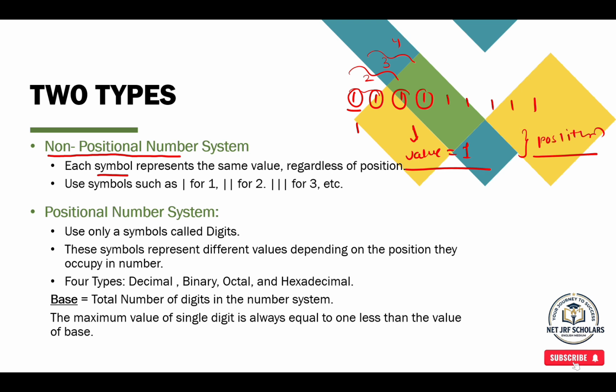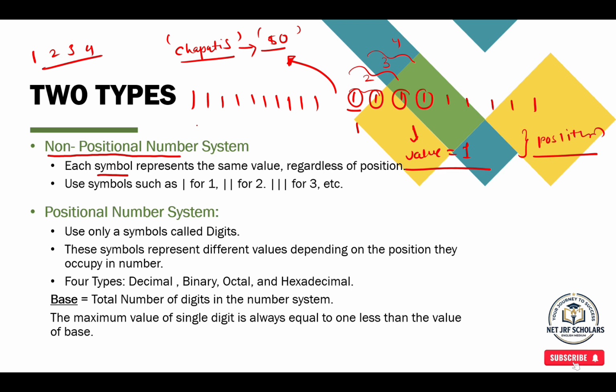This we can mostly see in competitions in villages, where, let's say, there is a competition of who can eat the most chapatis in a hotel. If he eats 150 chapatis, he will get a prize. At a time, they do not count as 1, 2, 3, 4. Instead, they mark each chapati as a line. So the system that they use is known as the non-positional number system.